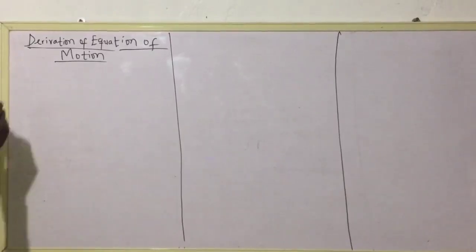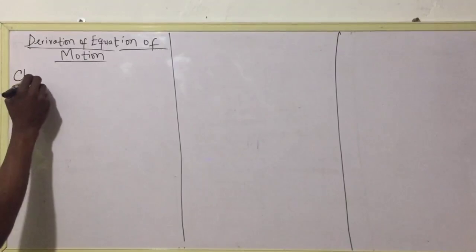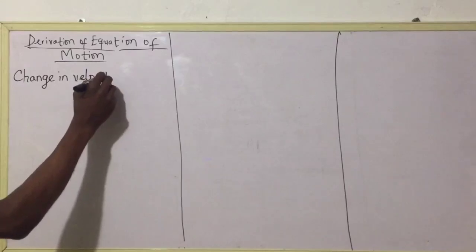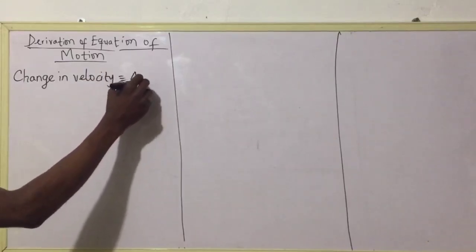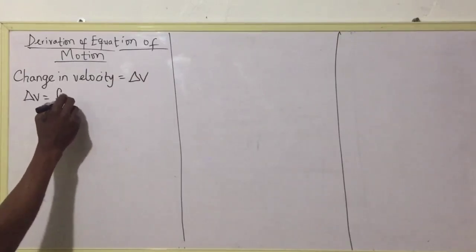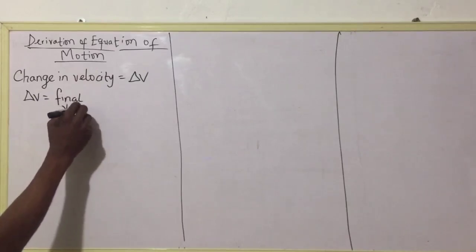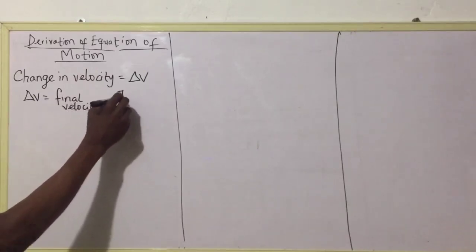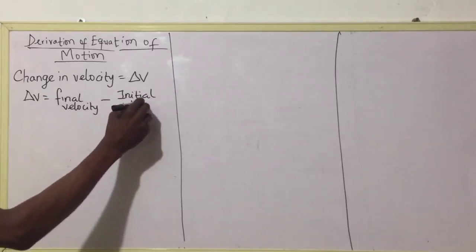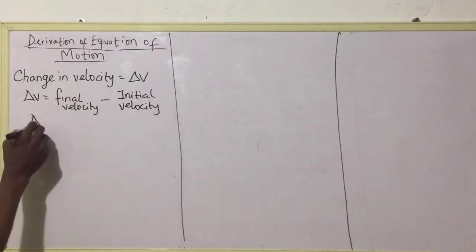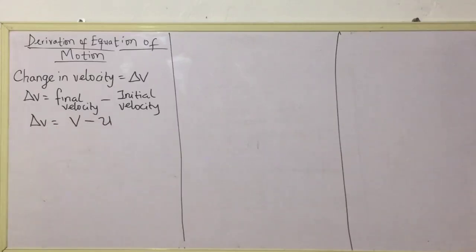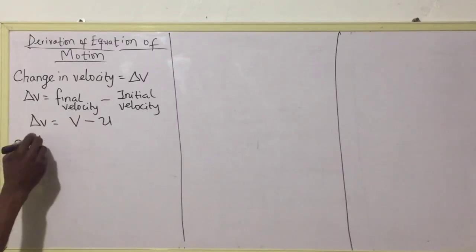Let's get to the nitty-gritty of the day, which is the derivation of the four equations of motion. Before we do that, let's understand how we can represent the term change in velocity. Change in velocity is the same thing as saying your final velocity subtract your initial velocity. In other words, we can simply write it as V minus U. That's our change in velocity.